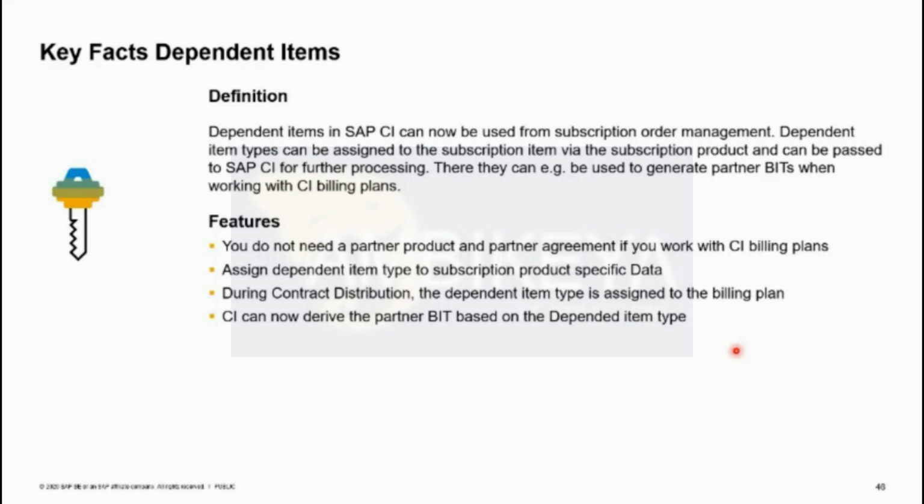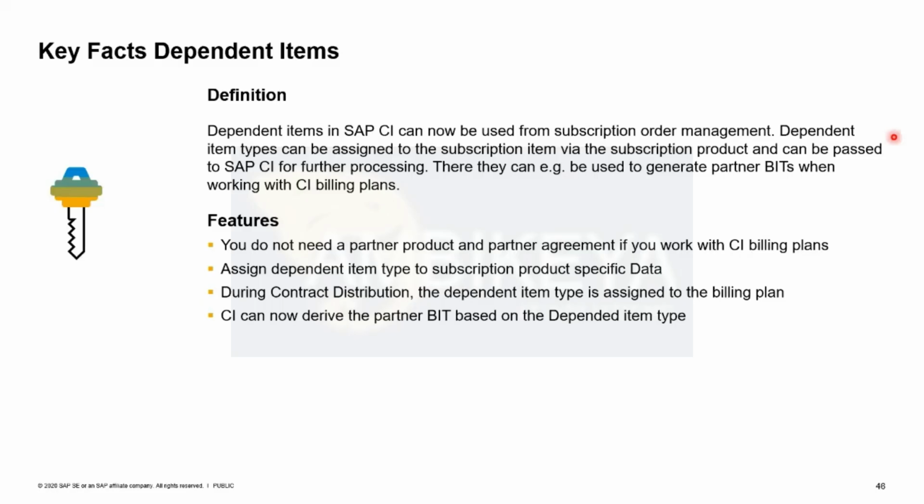Then the next topic is about dependent items. So dependent items is a feature delivered by the CI team. So when the original bill plan items are created or bits are created, it is possible to also create dependent bits in the system. So we like this feature and thought it's a very good fit for partner settlement scenarios with CI bill plans.